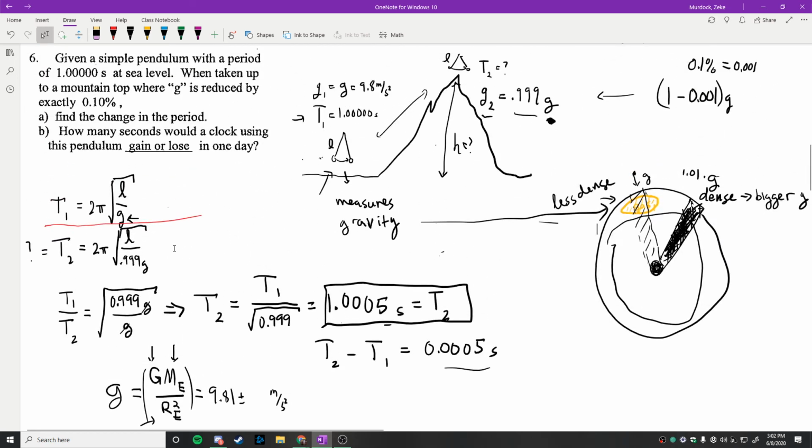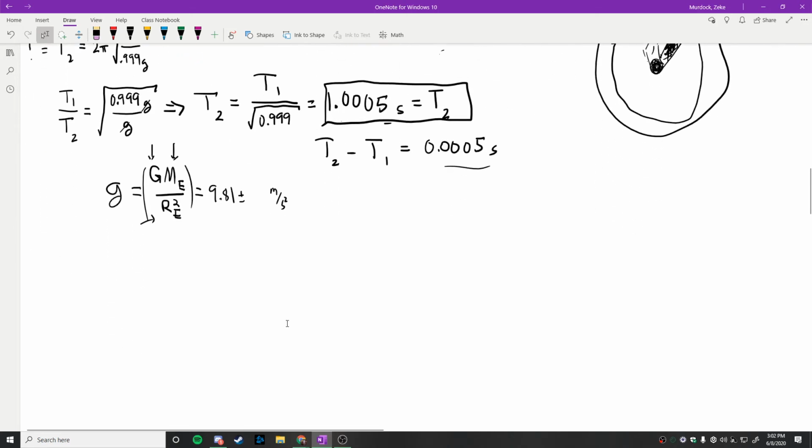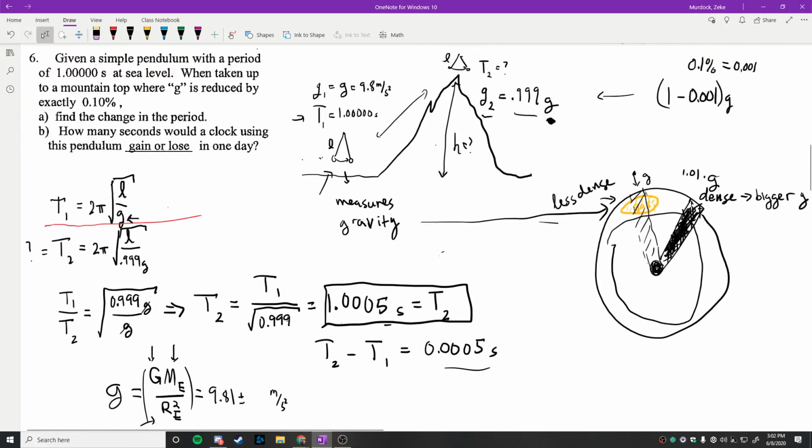You're going to have a few problems in your homework. Just understand the period. This is all you need to know about pendulums right here. That's it. All you need to know. Oh, we didn't solve the second part. Sorry. How many seconds would a clock using this pendulum gain or lose in one day?